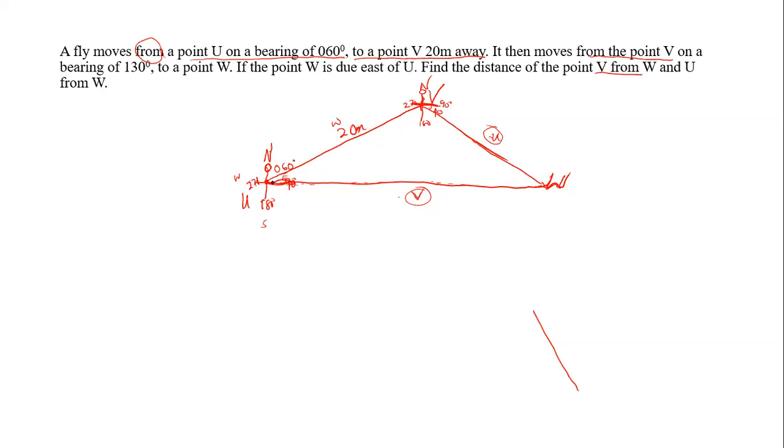Now, since they have said that this one is directly east, it is at 90 degrees. And from 0 to this place is 60. So what do you think this place will be? It is the remaining thing you add to 60 to make it 90. That is 30 degrees. So this is 30 degrees.